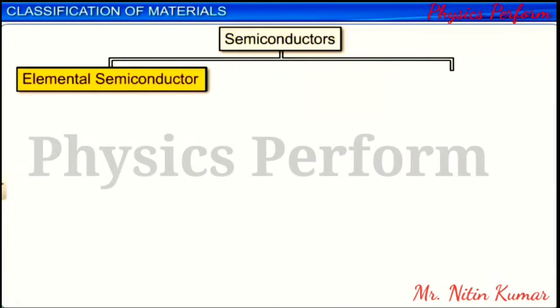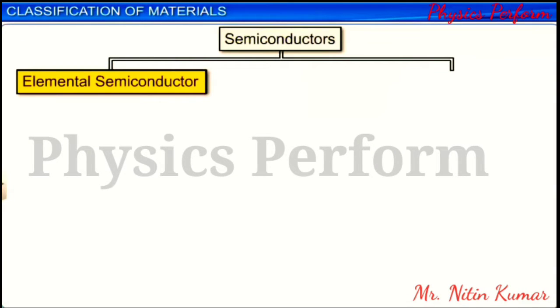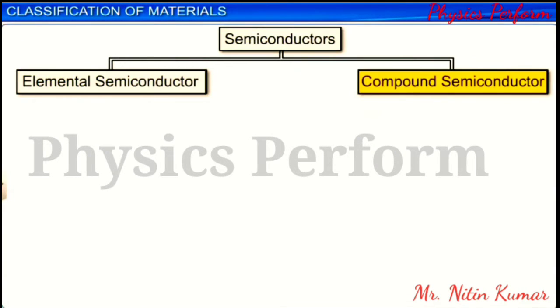are single elemental semiconductors. They belong to the fourth group of the modern periodic table of elements. Silicon and germanium are the most commonly used elemental semiconductors.